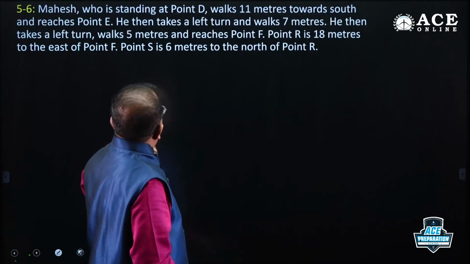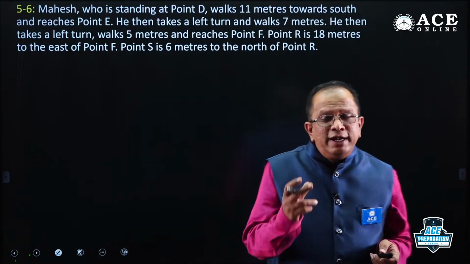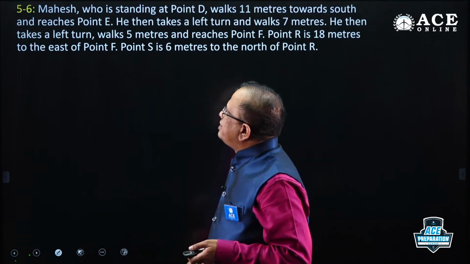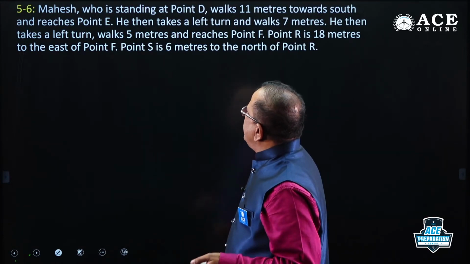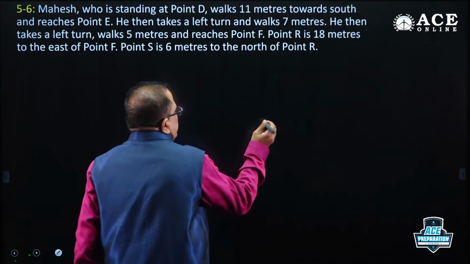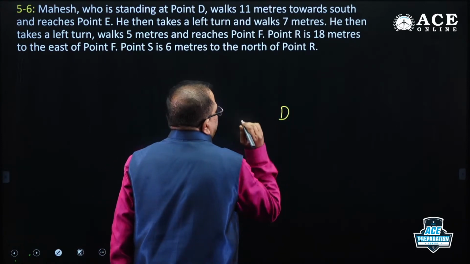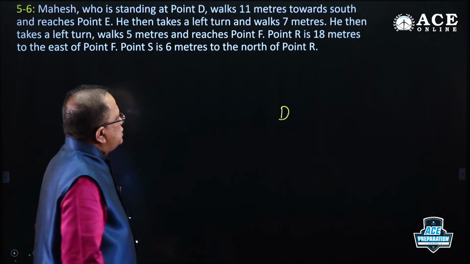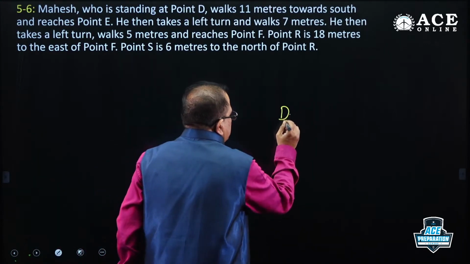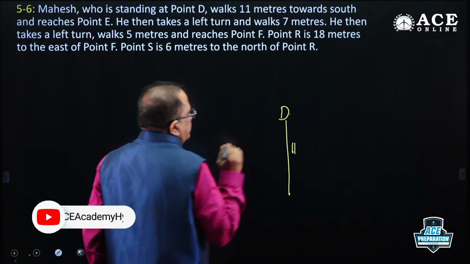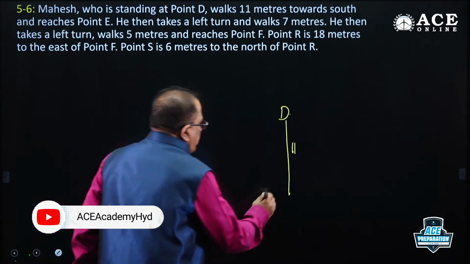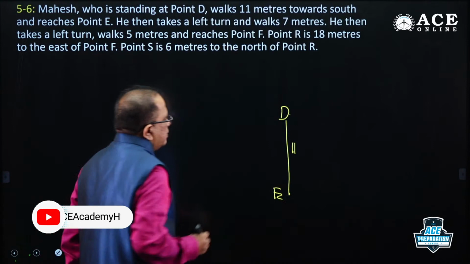Fine, we go to question number 5 and 6. Again, there are two questions. So, thanks, paper setter. Mahesh, who is standing at point D. So, we need a referral point D. Then he walks 11 meters towards south. This is 11. And reaches point E. Point E is here.